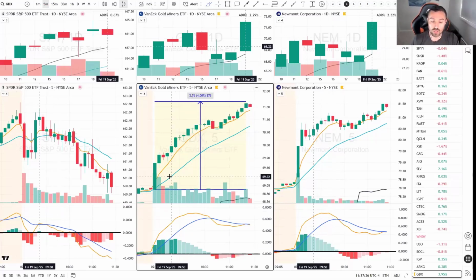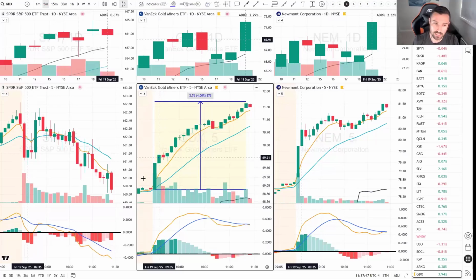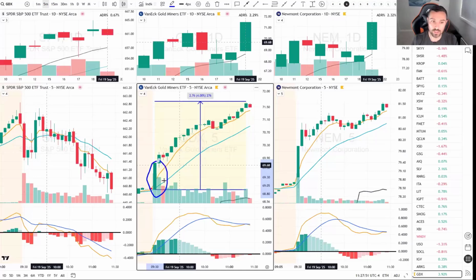Well, what do you see? Look at the opening 5-minute candlestick. What does it look like? Opens on the low of the bar, closes on the high of the bar. This is as textbook as it could be. What does that tell you? The market is just absolutely dominated by algorithms. So when you see this, it's a real nod and a wink.